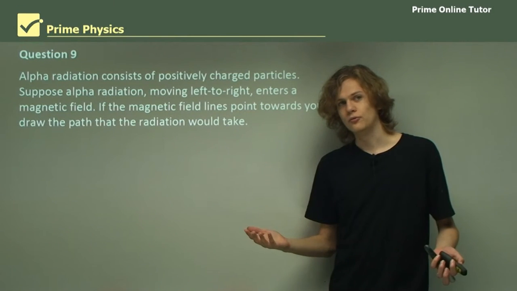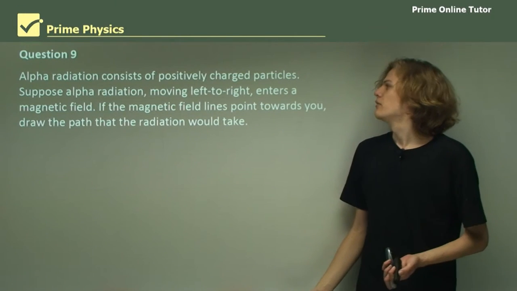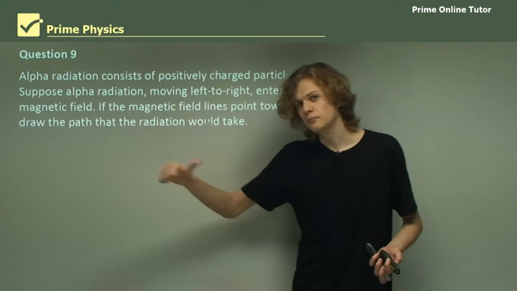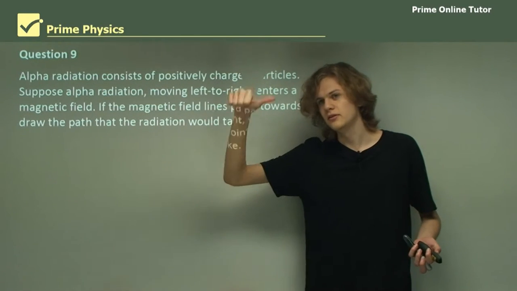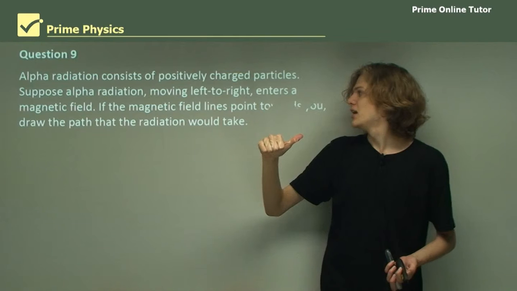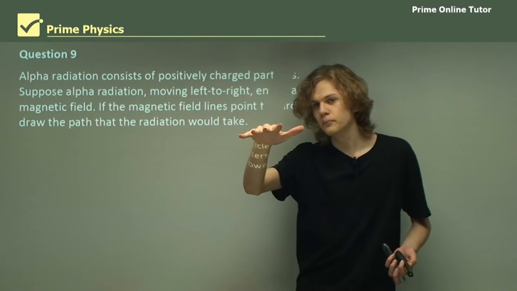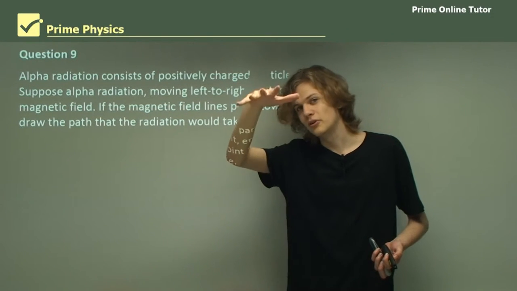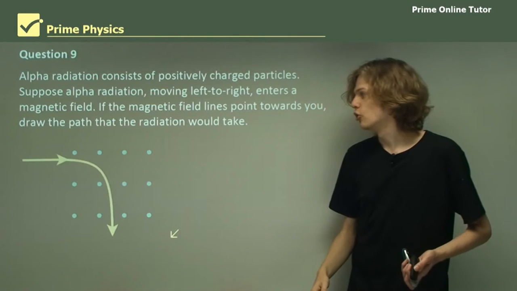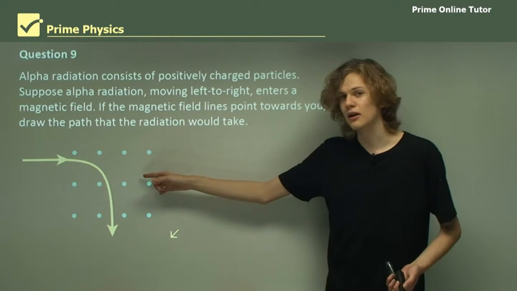Well, we can use the right-hand rule to figure this out. The positive particles are moving from left to right, so the positive charge velocity is in the direction of the thumb, left to right. If the magnetic field is pointing towards you, then the particles will experience a downward force, and so will follow a curved path, something like this.